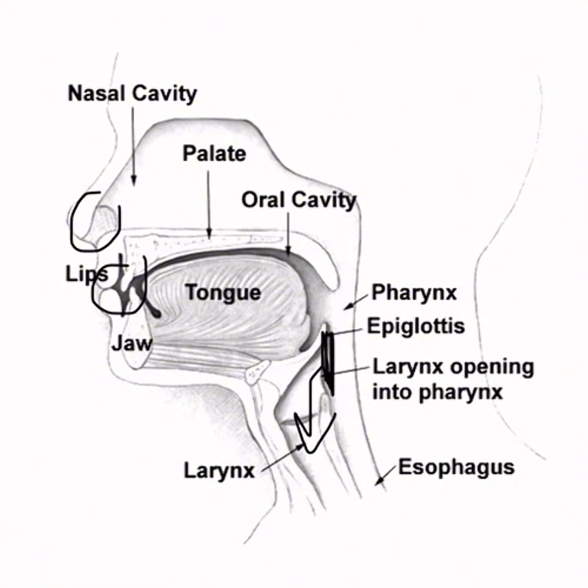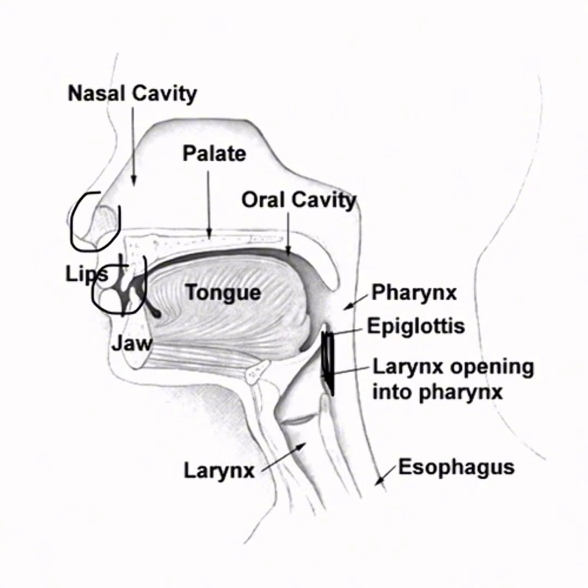And when we swallow food or any type of liquid, it will move firstly from the mouth and then to the pharynx, and then it will move to the esophagus, and from the esophagus it will move to the stomach.